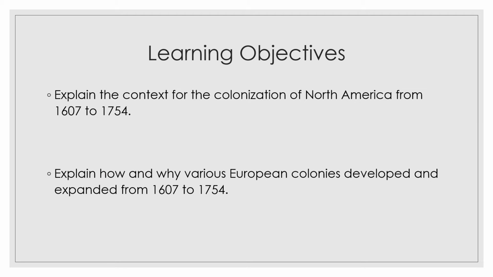Remember, we talked about how we really want to take a look at our learning objectives. They will help us prepare our content, but also give us an idea of the really important lessons for each time period. So these two learning objectives, one of them is asking us to be able to explain the context for colonization of North America, and that's looking at all four of the major European powers, and then to be able to explain how and why various European colonies developed and expanded from 1607 to 1754.